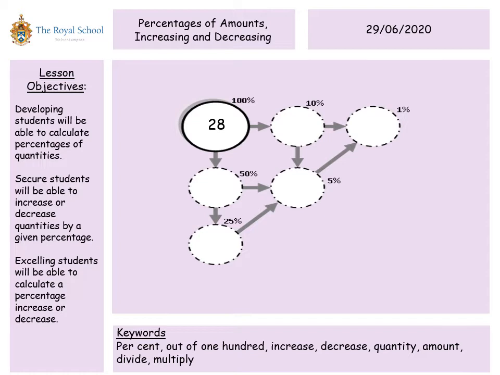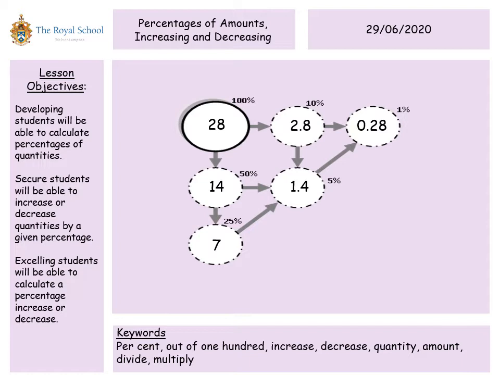So I've moved downwards through these bubbles. 50% we said is the same as a half, so you can get 14. And then 25% is half of a half, or straight away you can divide our original number by 4, and that's going to give us 7. For 10%, we can divide a number by 10. And then for 5%, we can half our 10%, or we can divide our original amount by 20, and that gets us 1.4. And then to get our 1%, we could either take the original amount and divide it by 100, we could take our 10% and divide it by 10, or we could even take our 5% and divide it by 5, and that would give us 0.28.